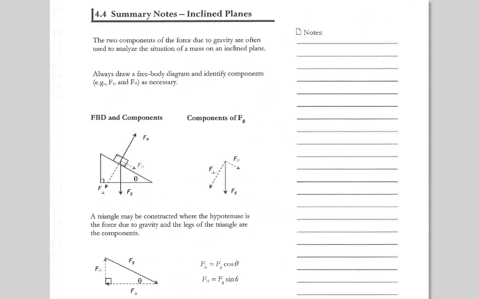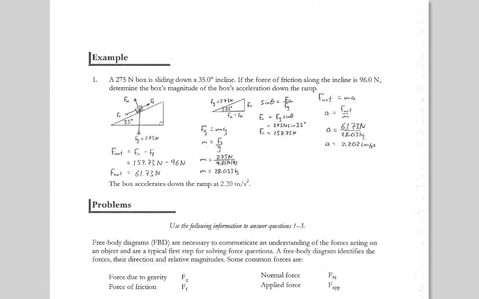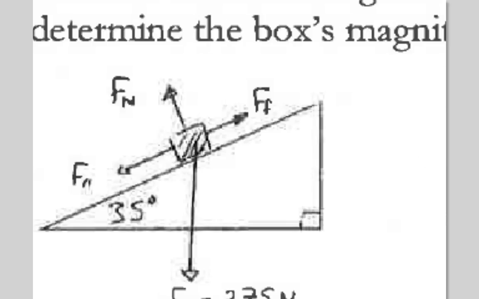All right. So the book also has some summary notes for you, and you can see very similar notes. The first question that they offer is example 1, and you can see what's happening here. Their free body diagram on the ramp.